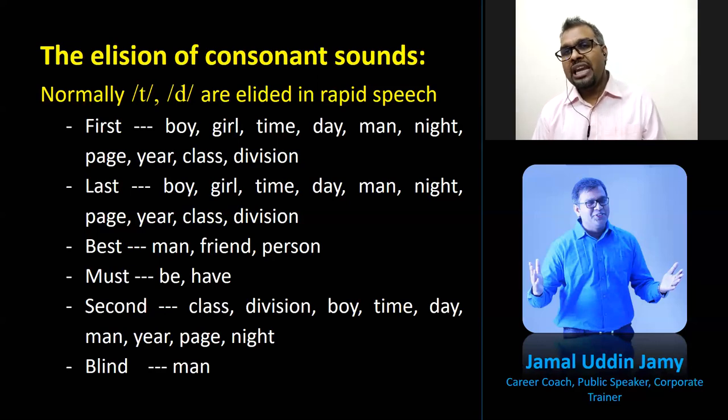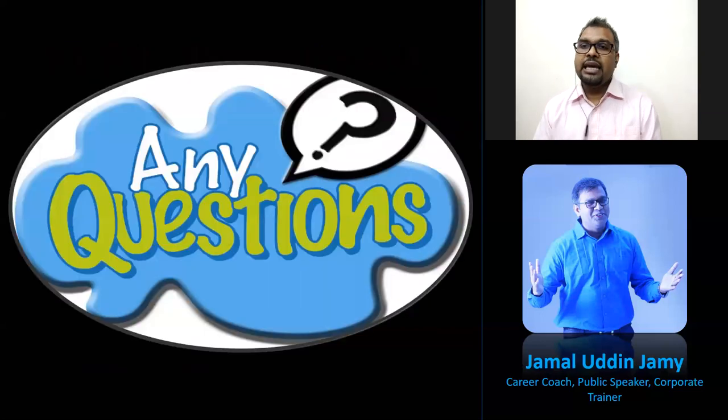In rapid speech, the pronunciation will be last boy, last girl, last time, last day, last man, last night, last space, last year, last class, last division. Best man, best friend, best person. Must be, must have. Second class, second division, second boy, second time, second day, second man, second year, second page, second night. Blind man. Okay, so the elision is right there.